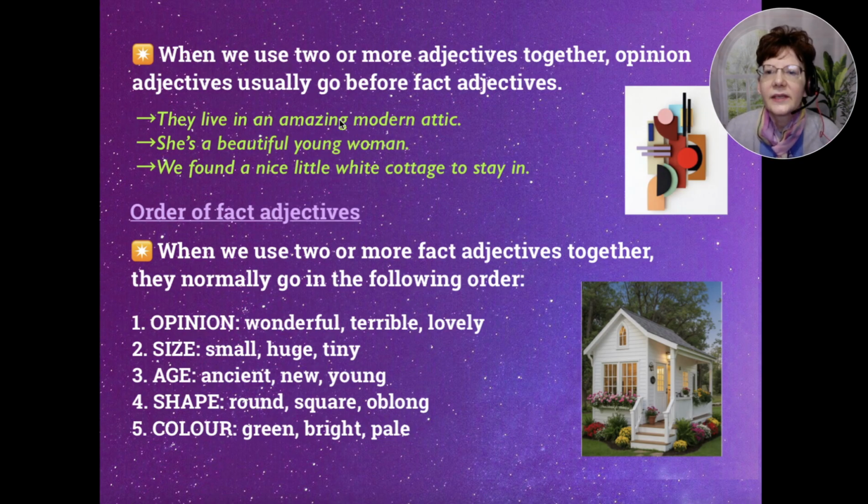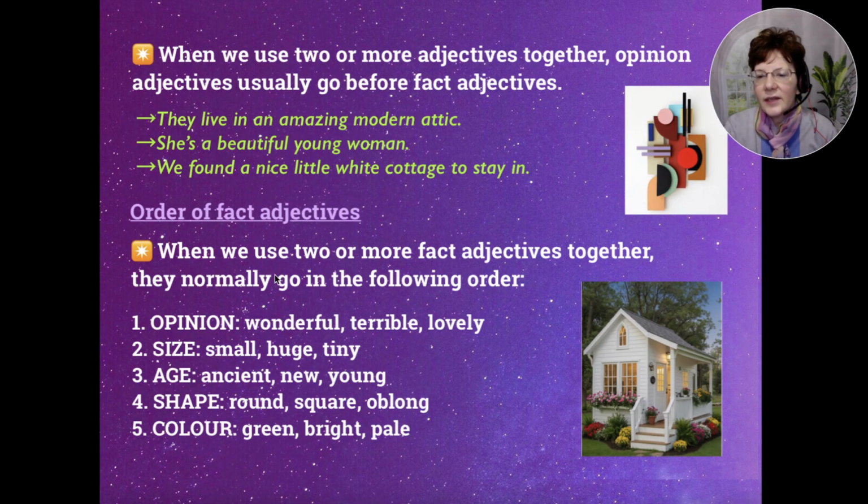So, amazing here in this first one, it's an opinion, someone's opinion of the attic, and we know that it's modern, so that's a fact. And the second one, beautiful, that's an opinion of someone. Young is actually a fact. We know they're young. And same with this one. Nice is for opinion. Little is actually a fact. We know it's little. We see that it's white. So that's how we know the order here.